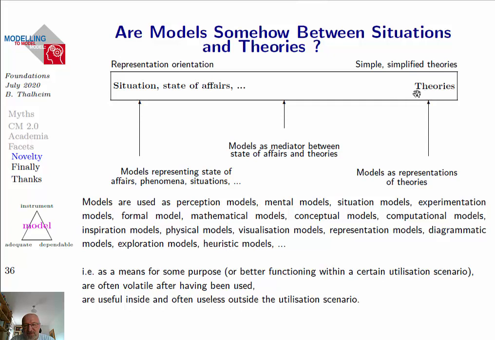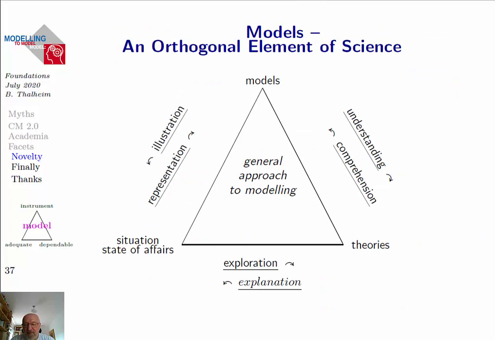I claim, however, in reality, models are an orthogonal element of sciences and especially also of computer science. We have a situation, we have a state of affairs, we have theories, and the models can be used for representing the situation. The models are illustrated by certain prototypical situations at least. The models can also be used for comprehension of a theory, or we can understand the model by a theory.